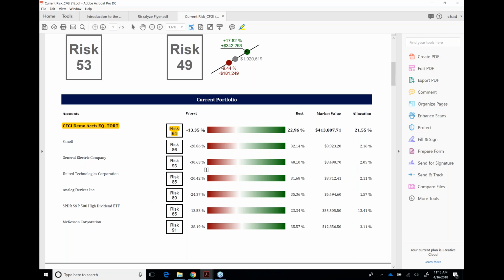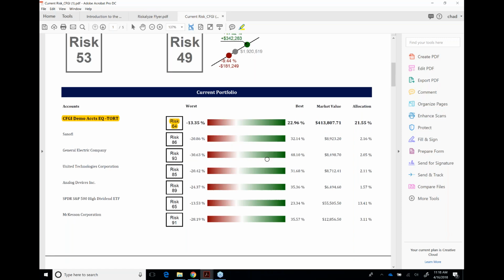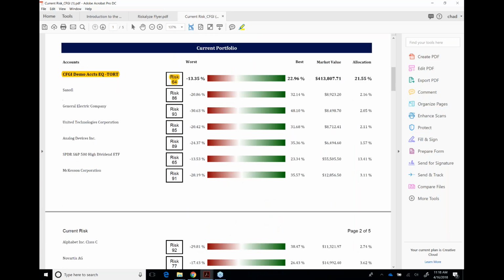Now, let's look at GE Electric. GE Electric has a huge variance with its volatility, and these risk numbers change based off of the standard deviation of the security, so they're not always static. The worst is a negative 30% downside, best is a 48% upside in the next 6 months. Huge variance on this security. Again, this is the S&P 500 high dividend ETF: negative 13 to 23. And I'm going to scroll down here.